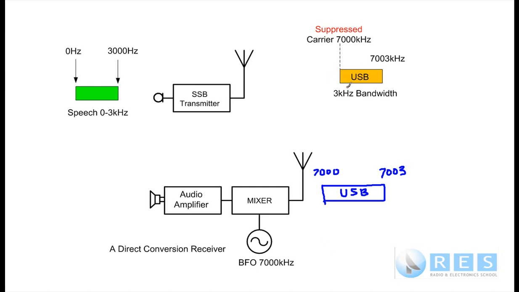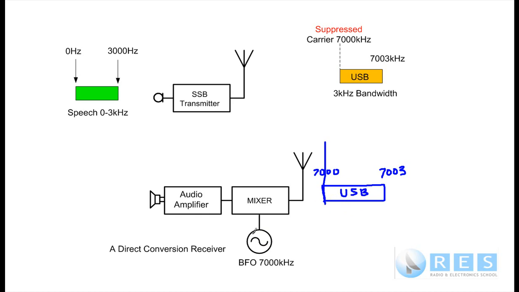Now it wouldn't matter if we frequency translated this to 14 megahertz or 28 megahertz or 100 megahertz, the carrier would still be at the bottom of the upper sideband. So if this is an upper sideband signal without a carrier, we need to put the carrier back where it would be, and the carrier would be here on 7,000 kilohertz. So this local oscillator, this beat frequency oscillator it's called, in the receiver is how we tune in the radio stations.